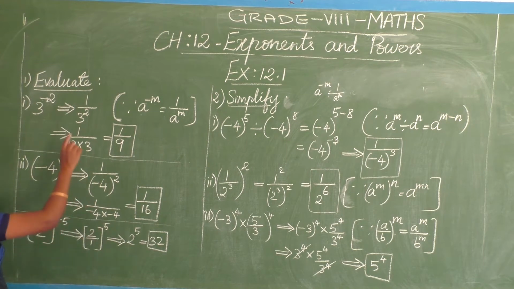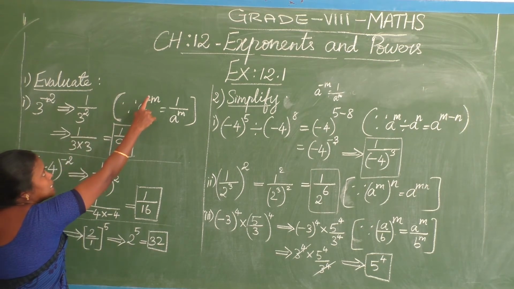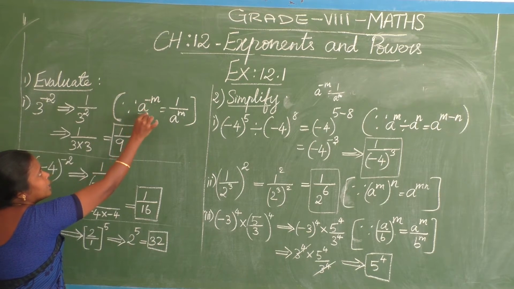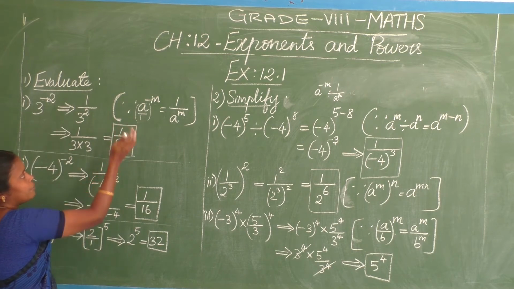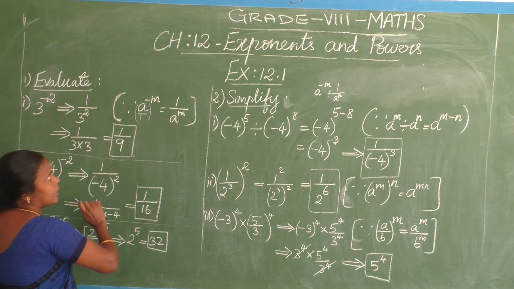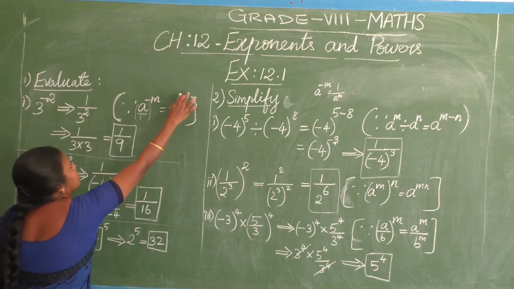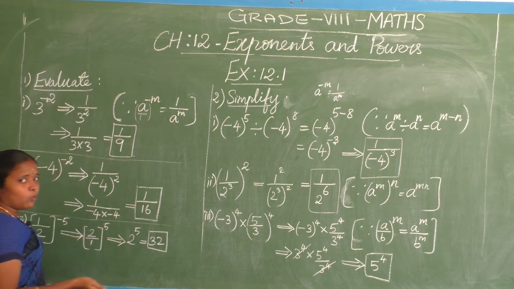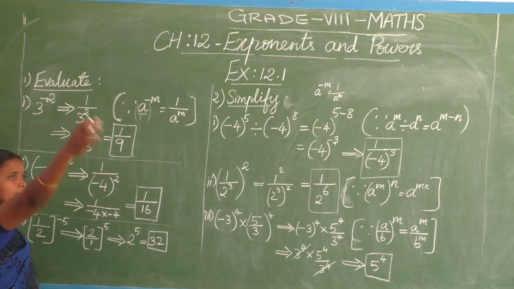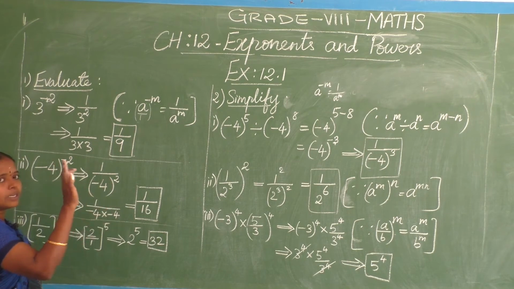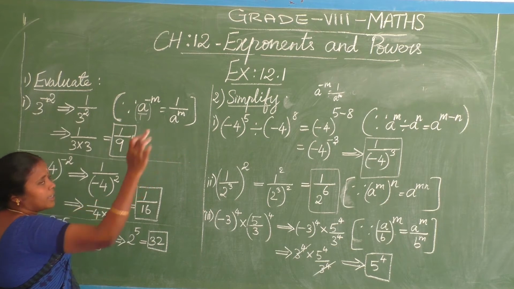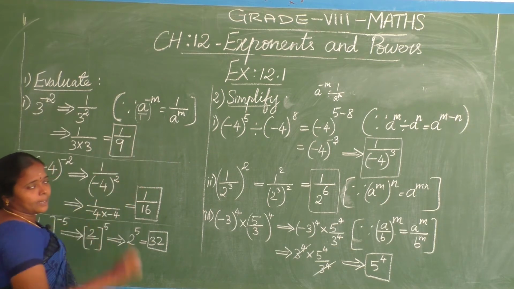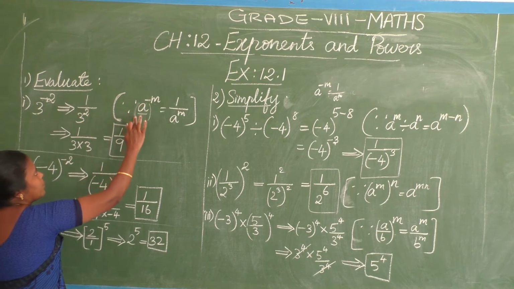Clear, children? What law? Again I am telling, a^(-m), negative power. Actually a can be written as a by 1. Understood or not? A by 1, if you take the reciprocal, how does it come? 1 by a, the whole power plus m. 1^m is nothing but 1 only, 1 into 1 into 1, m times. It gives the meaning like that. 1^m simply can be written as 1. So a^m, a into a into a, m times, like that. Clear? So how is it coming?